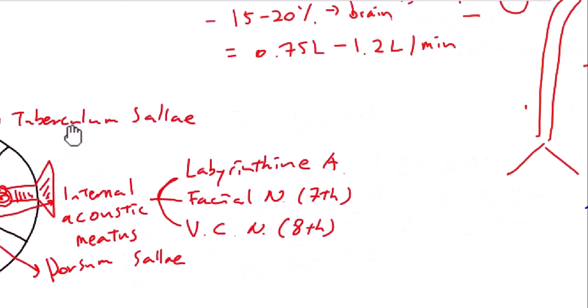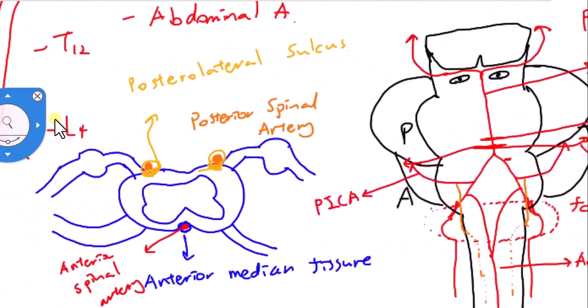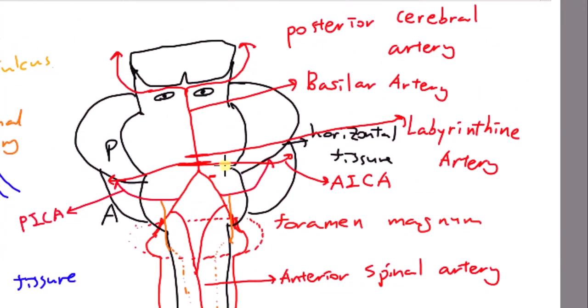Now, coming back, what happens afterwards? So we talked about labyrinthine artery. Moving up, we have small arteries that supply pons, and this bunch are called pontine artery. And then at the top of the pontine artery, another artery branches sideways bilaterally and supplies the cerebellum, and this one is called superior cerebellar artery.